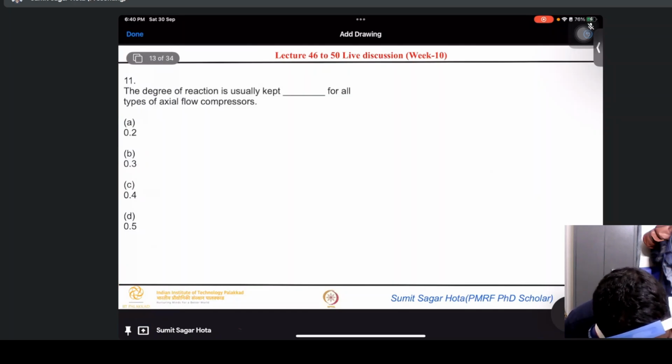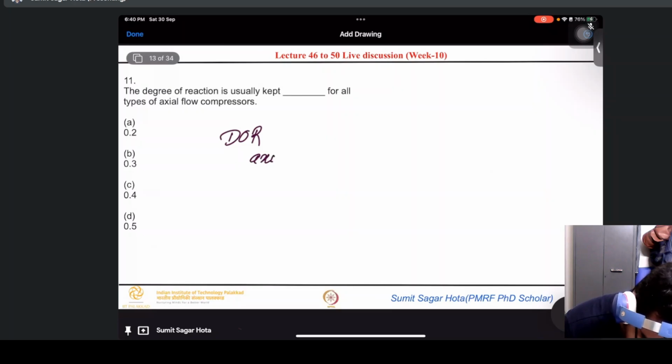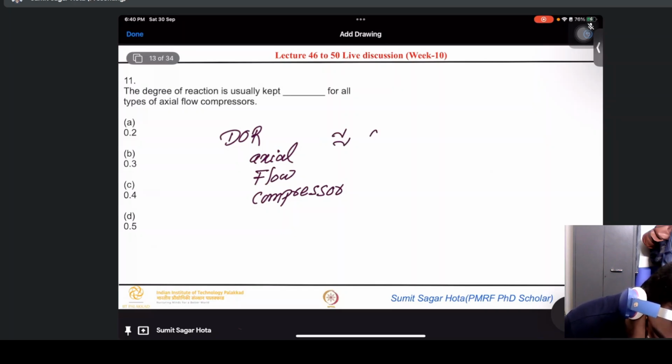The degree of reaction is usually kept dash for all types of axial flow compressor. So DOR for an axial flow compressor is usually kept 0.5.